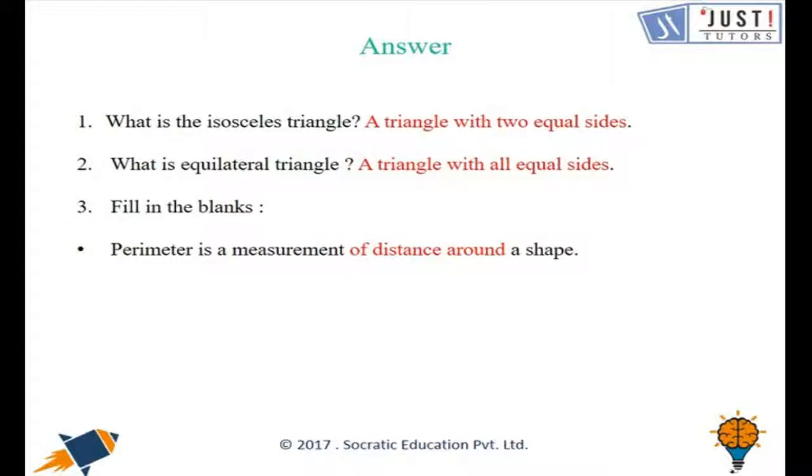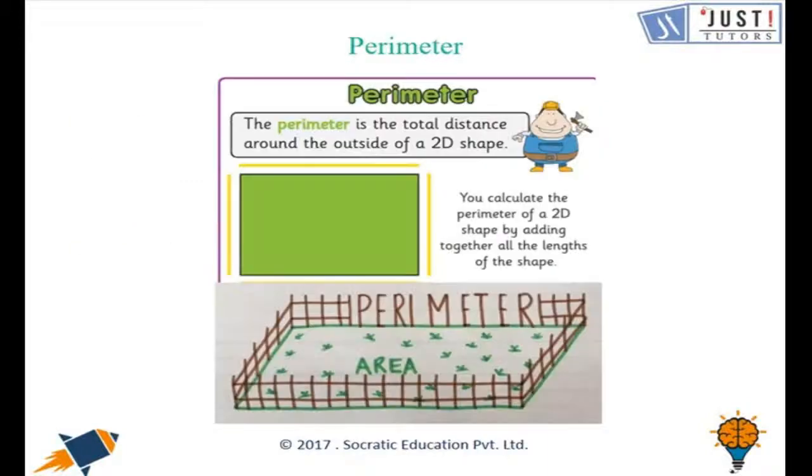Now let's get started with our topic. We are going to learn about perimeters. The perimeter is the total distance around the outside of any 2D shape. Like there is this garden which has a fence around it, so the total length of the fence around this garden would be the perimeter.